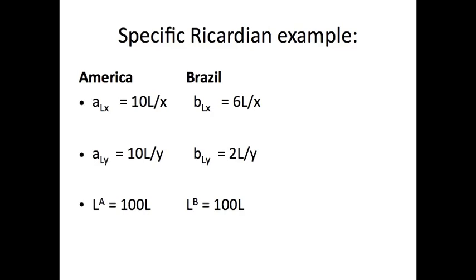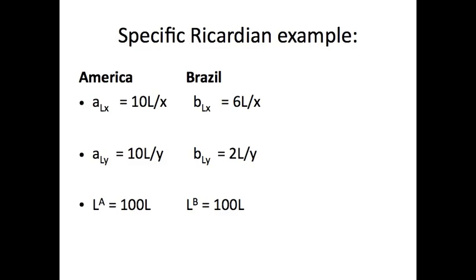A particular Ricardian model example: America has 100 units of labor. It can produce 1 unit of X with 10 workers, or it can produce 1 unit of Y with 10 workers. So the trade-off for America between X and Y is 1-to-1.